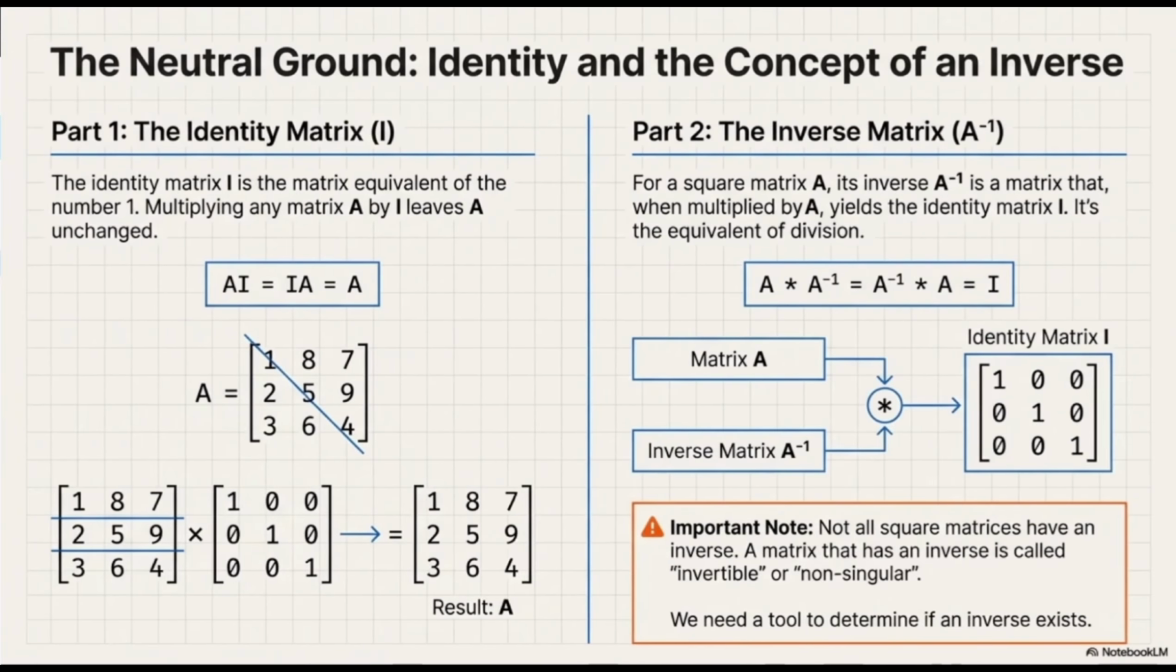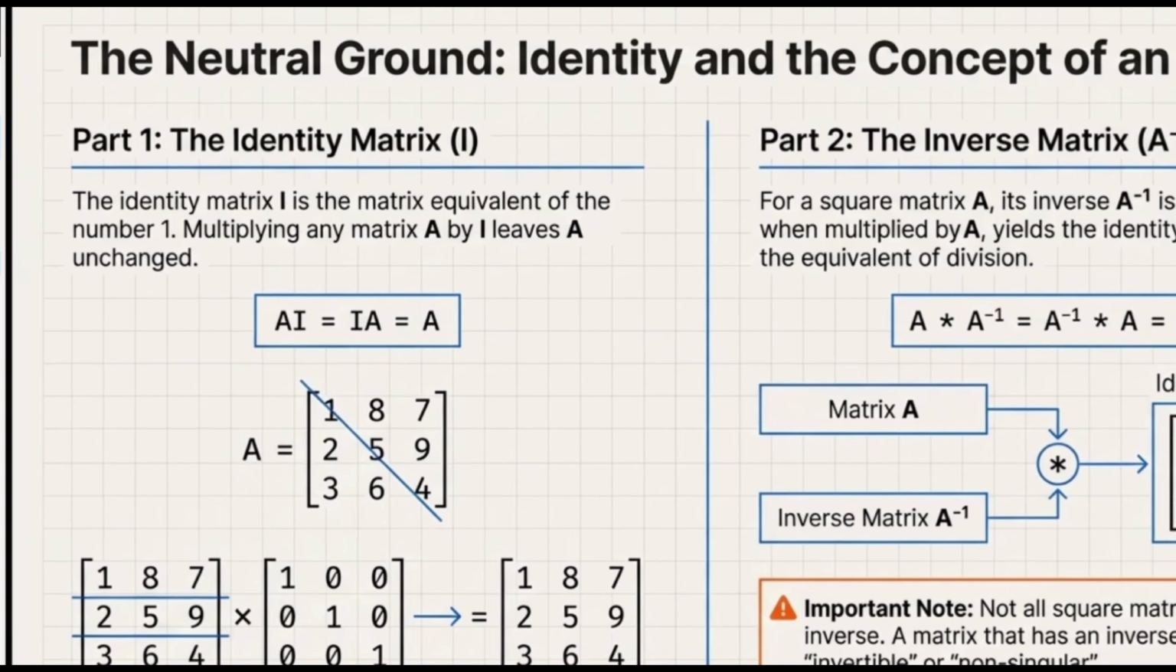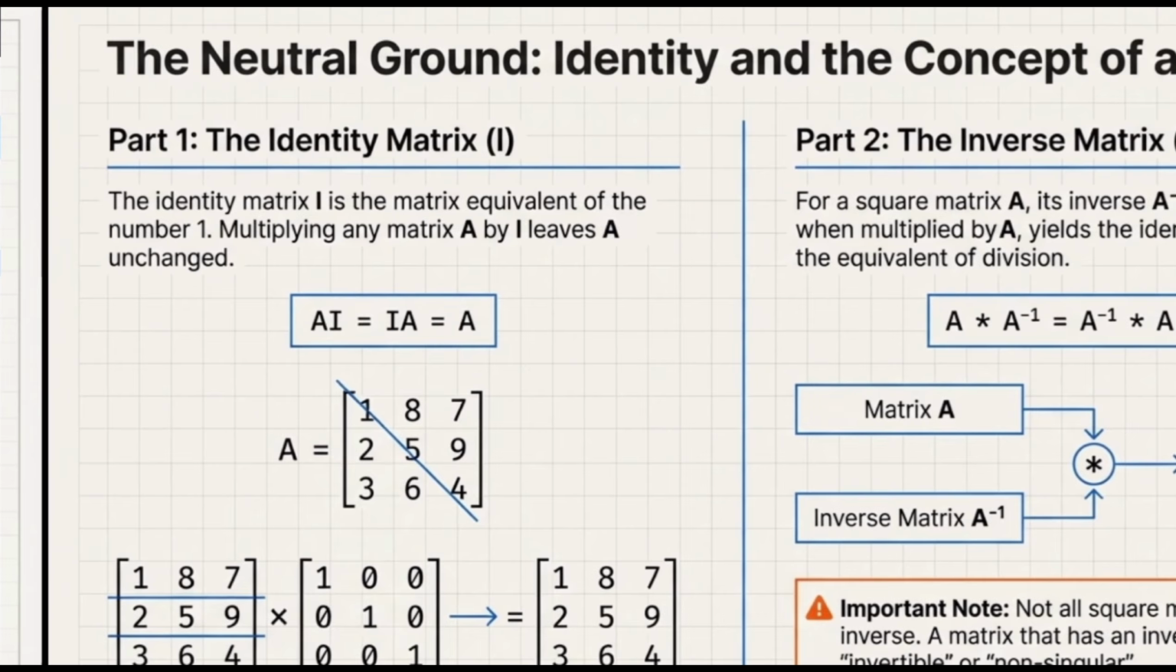So, the neutral ground, identity, and the concept of an inverse. It is very important, guys. The very first one, the identity matrix. As we all know, the identity matrix is a square matrix in which all the numbers on the diagonal are 1 and all the other parts are 0. So the identity matrix I is the matrix equivalent of the number 1.